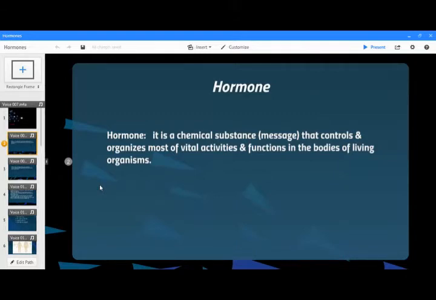These chemical substances control and organize most of the vital activities and functions in the bodies of living organisms. So it controls everything inside you. Every activity or function that your body needs or makes, the hormones control it. It's a chemical substance secreted by endocrine glands, some parts in your body. These glands secrete hormones to do a specific function, whether for growth, reproduction, or during fear or emotions like anger or feeling happy. Even for controlling the percentage of sugar in your blood. All of these activities are done by hormones.